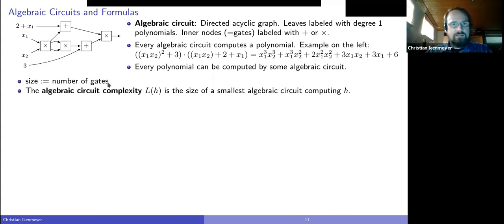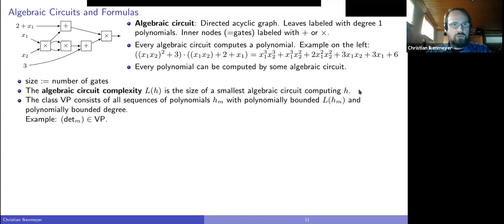And now the size is the number of gates in the circuit, and you can define an algebraic circuit complexity as the size of the smallest algebraic circuit computing H. And this gives rise to a class VP, which consists of all the sequences of polynomials with polynomially bounded circuit complexity and a polynomially bounded degree.